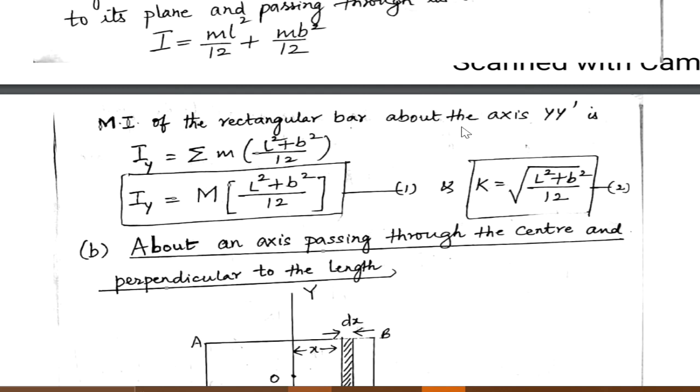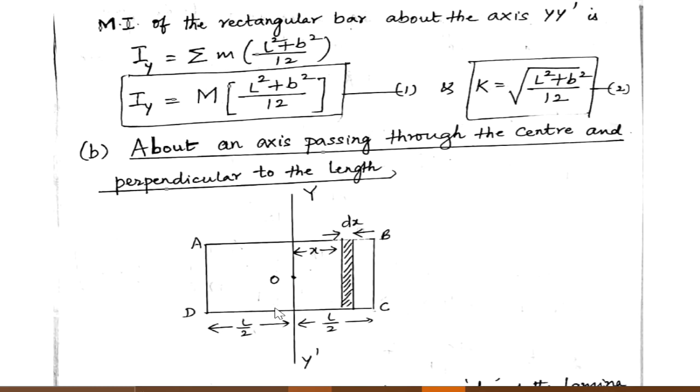Therefore, the moment of inertia of the rectangular bar about the axis YY dash is Iy is equal to summation m, you take it outside, into L square plus b square by 12. So summation m is the total mass of the rectangular bar, M, into L square plus b square by 12. So equation 1 gives you the moment of inertia of the rectangular plate about an axis passing through the center and perpendicular to the plane of the lamina. And equation 2 gives you the radius of gyration, K is equal to square root of L square plus b square by 12.